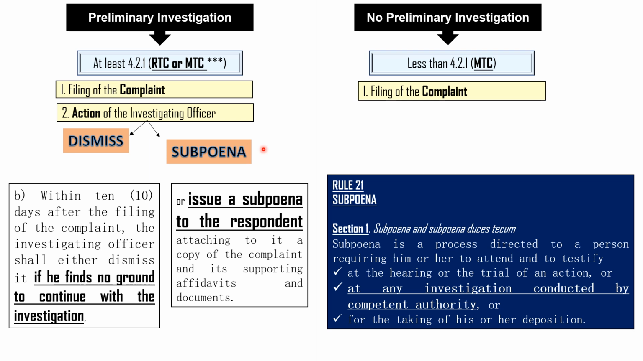Recall your subpoena, that is your Rule 21. This is your civil procedure. What is a subpoena? That is a process directed to a person, requiring that person to attend and to testify at any investigation conducted by competent authority. In this case, the investigation is the preliminary investigation conducted by the prosecutor.